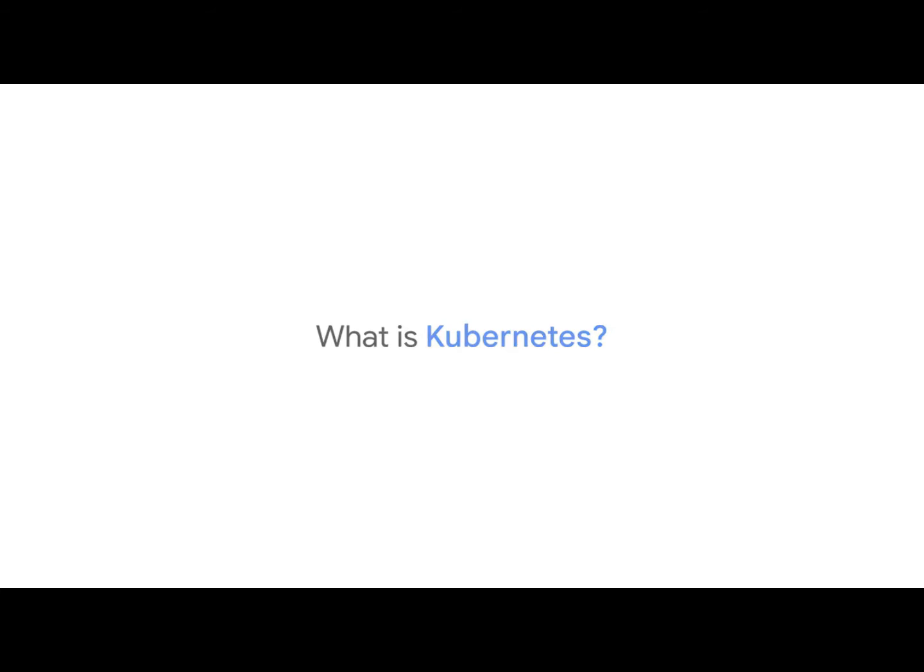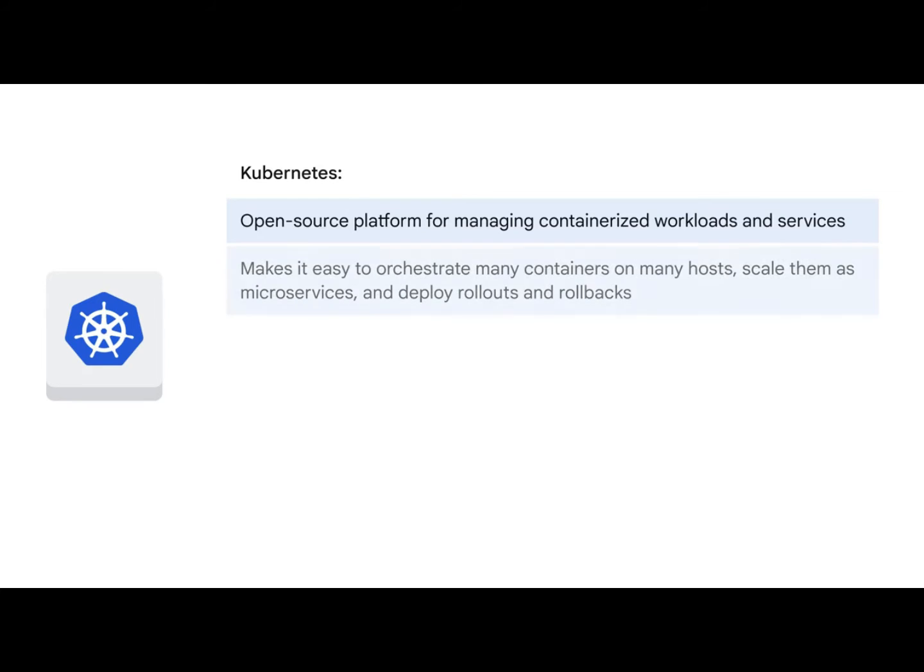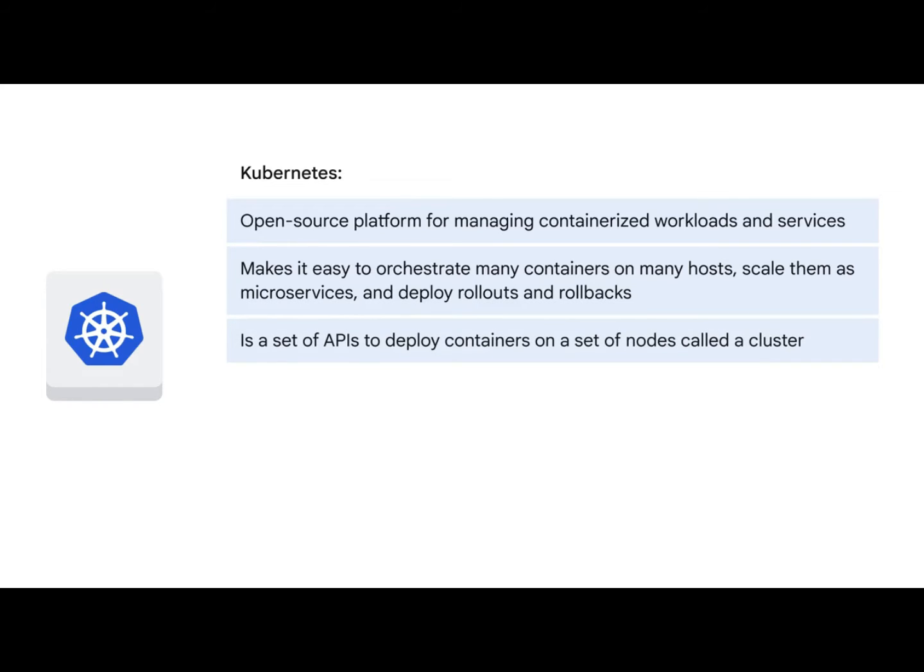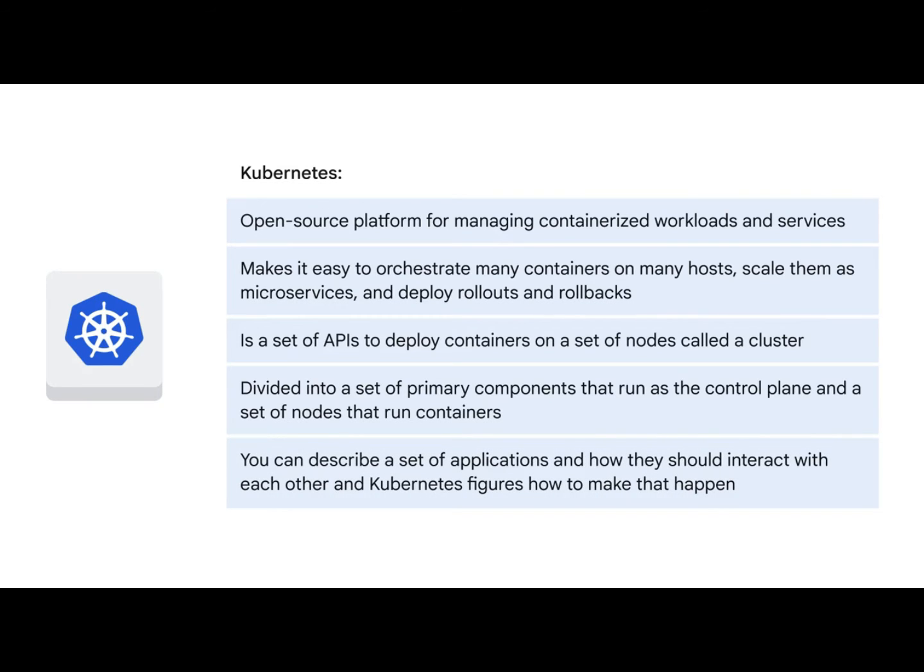So what is Kubernetes? Kubernetes is an open source platform for managing containerized workloads and services. It makes it easy to orchestrate many containers on many hosts, scale them as microservices, and easily deploy rollouts and rollbacks. At the highest level, Kubernetes is a set of APIs that you can use to deploy containers on a set of nodes called a cluster. The system is divided into a set of primary components that run as the control plane and a set of nodes that run containers. In Kubernetes, a node represents a computing instance, like a machine. Note that this is different to a node on Google Cloud, which is a virtual machine running in Compute Engine. You can describe a set of applications and how they should interact with each other, and Kubernetes determines how to make that happen.